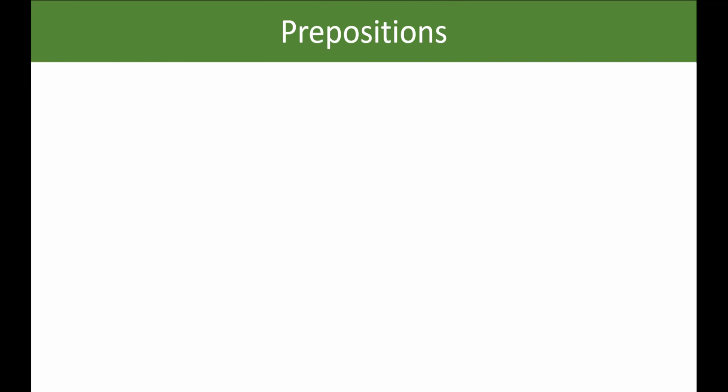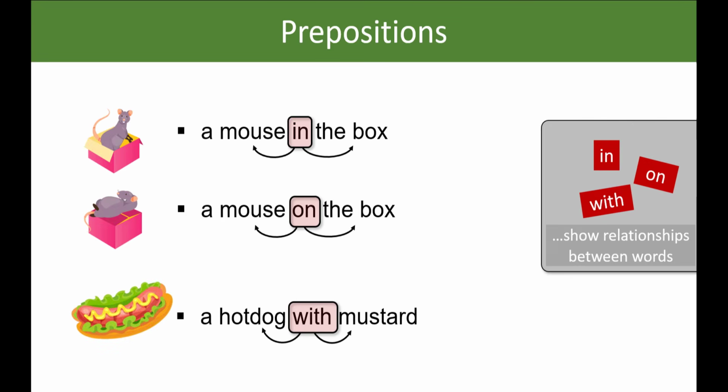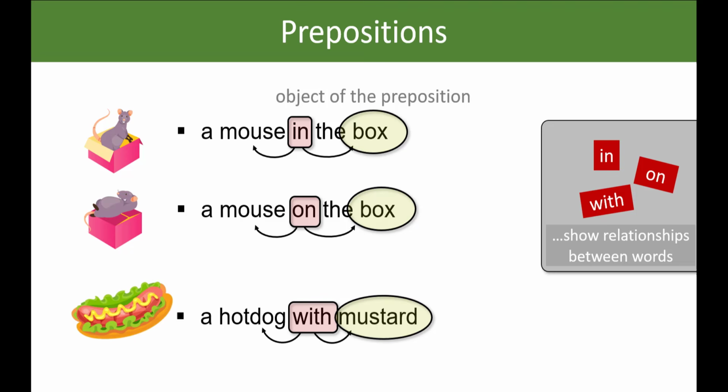But before we go back to prepositional phrases, let's look at these examples again. A mouse in the box. Now the noun to the right of the preposition, so in the top example it's box, in the second example it's box, and in the bottom example it's mustard. These are called the object of the preposition. The object of the preposition in is box. The object of the preposition on is box. The object of the preposition with is mustard.